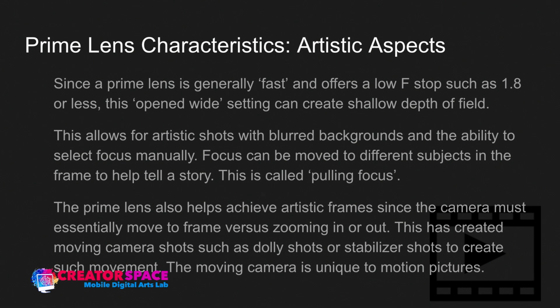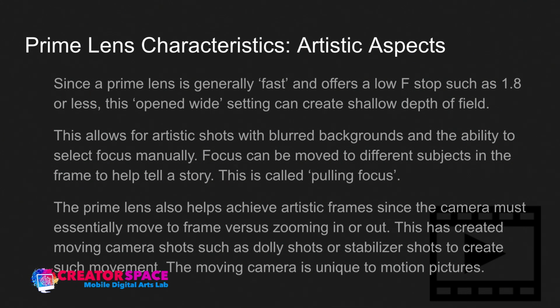So then there's a bunch of the artistic aspects, and I think this is the really cool part of what the prime lens can do, and we'll look at that as we explore the different lenses. Because they're generally fast, they offer a low f-stop, such as 1.8 or less. This open wide setting can help create the shallow depth of field. We talked about this in some of the earlier workshops. So shallow depth of field allows you to have a subject in focus with the background blurred, and that also allows you to select the focus manually.